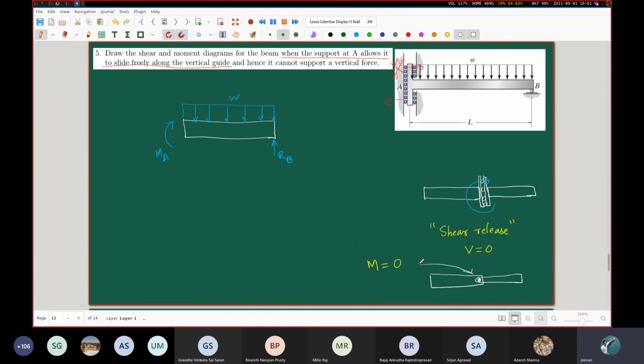So what do you think should be the terminology here? This kind of an interaction between two beams where the moment has been ensured to be 0. If this was shear release, what should it be here? A bending release or something like that. Yeah, it is actually called moment release. So if you have this kind of configuration and you want to draw the diagram, at that point of X, the moment will be equal to 0.